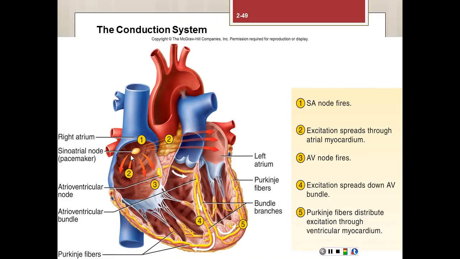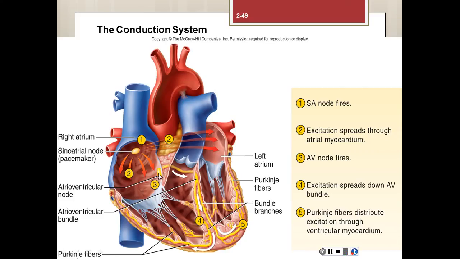So here we have our SA node. We already said the SA node is located in the right atrium. Now, when it fires, it goes to both atria, not just the right atrium, but to both the right and the left atrium. The signal then passes and excites through the atrial myocardium to the AV node. So this is our interatrial septum, and our right AV valve. This is our tricuspid valve. Okay, so you see where it's located.